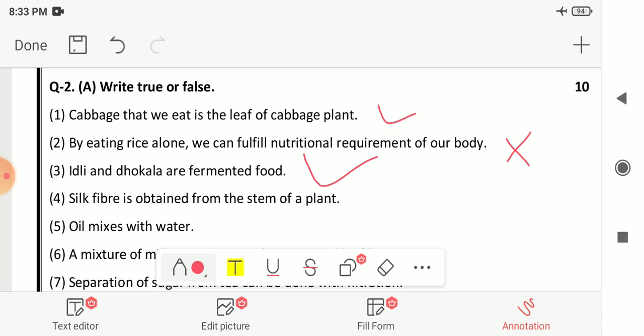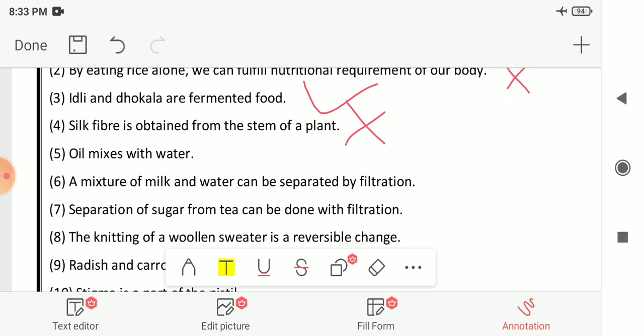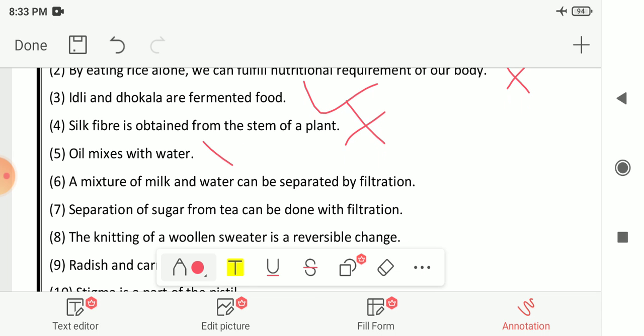Next, fourth number: silk fiber is obtained from the stem of a plant. So here your answer is false. This one is from the animal, or it is the animal fiber. We are obtaining this from the silkworms, not from the stem of the plant. Next is fifth number: oil mixes with water. So here your answer is false. Oil cannot mix with water. It will float on the water.